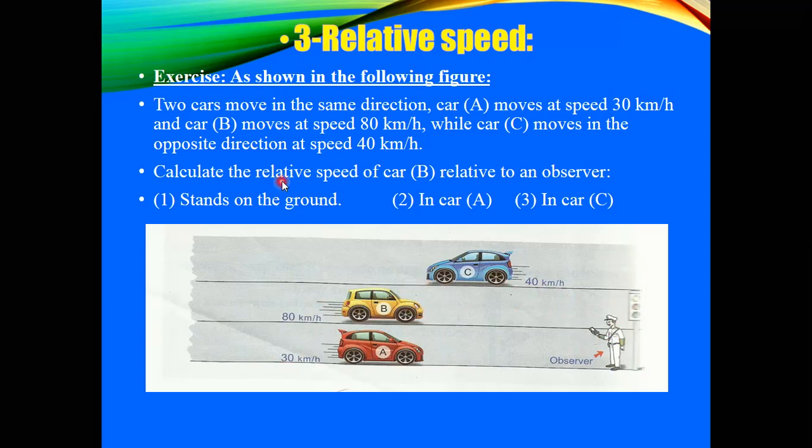For example, calculate the relative speed of car B relative to an observer. If this observer is standing on the ground, this is the first case. The second case, if this observer is sitting inside car A, which means it's sitting in a moving object. And the third, if this observer is sitting in car C. So we are going to take the relative speed of car B to an observer standing on the ground, in car A, and then in car C. Let's see the three cases.